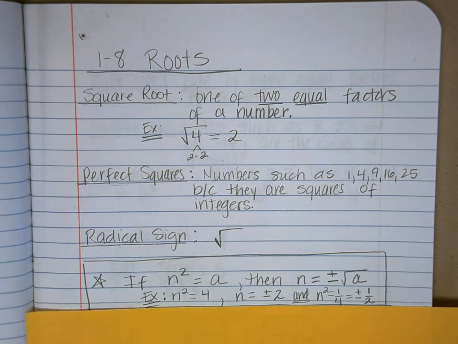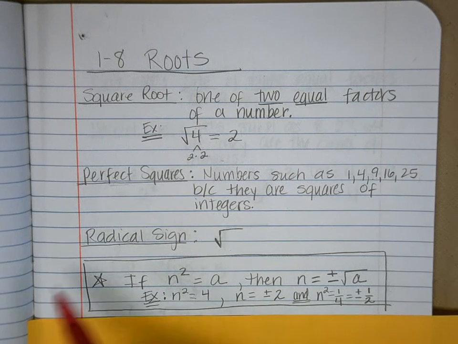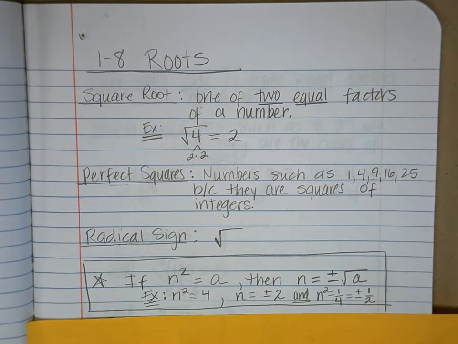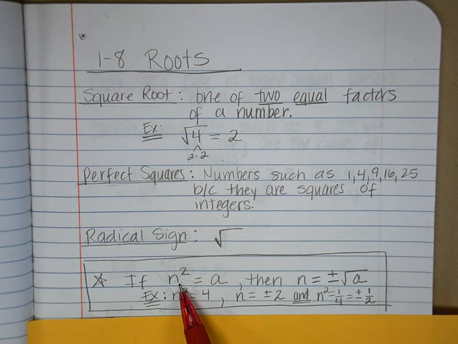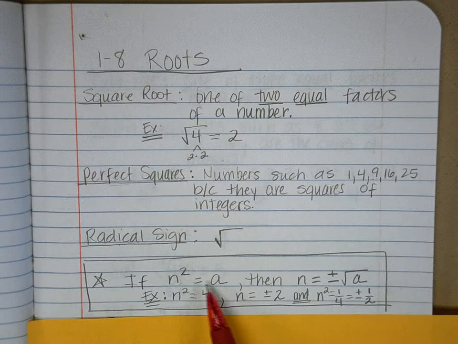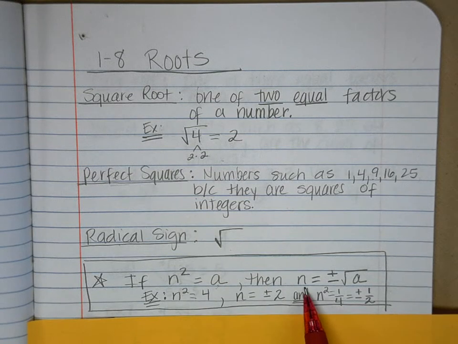So here's something interesting. I put a box around it because they're really emphasizing it this year in Math 8. If you have an equation, if n squared, say n is any integer, equals a, this being the answer, then n has to equal plus or minus the square root of a. This plus or minus symbol might be new to you, but this is going to happen a lot in Math 8 and in Math 1 next year.